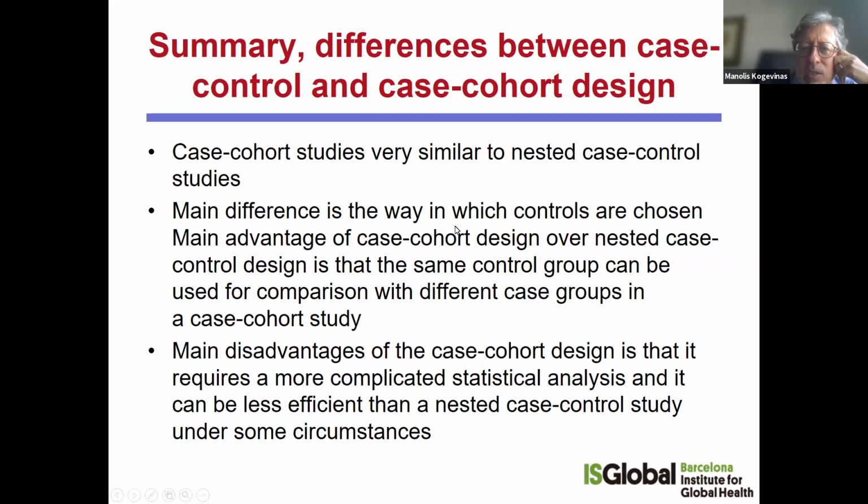The differences are, they're very similar to the nested case control studies. The main difference is the way in which controls are chosen. And the main advantage of the case cohort design over the nested case control design is that you have the same control group. The main disadvantage of the case cohort design is that it requires a bit more complicated statistical analysis. And under some circumstances, and depending on the biomarkers you want to use, it could be less efficient. But you have to know both designs, and we are not using as many case cohort studies. They are very, very interesting designs to use.